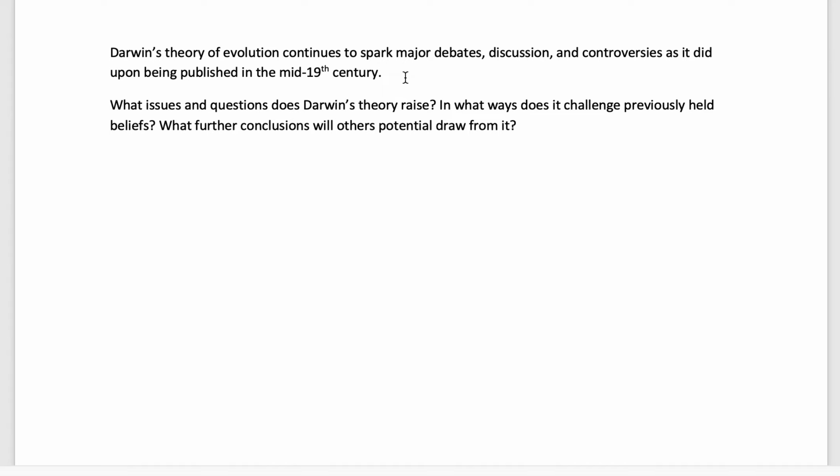Darwin's theory of evolution by natural selection continues to spark major debates, discussion, and controversies as it did upon being published in the mid-19th century. What issues and questions does Darwin's theory raise? In what ways does it challenge previously held beliefs, notions? These beliefs could be religious, but Darwinian biology doesn't only challenge previously widely held religious belief, it also challenges previously widely held secular belief as well.